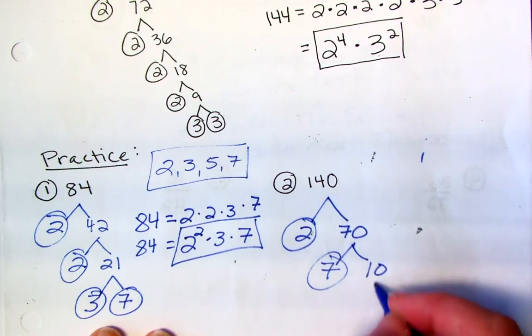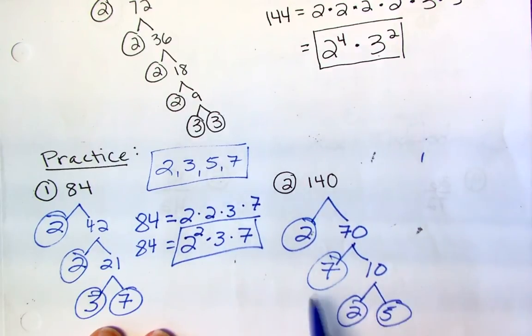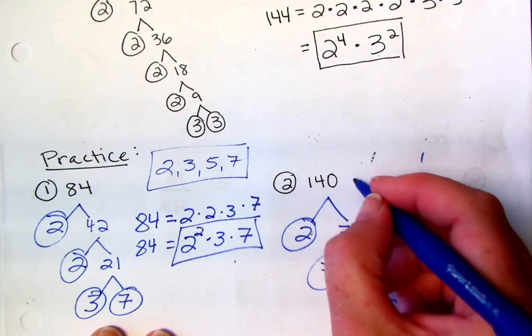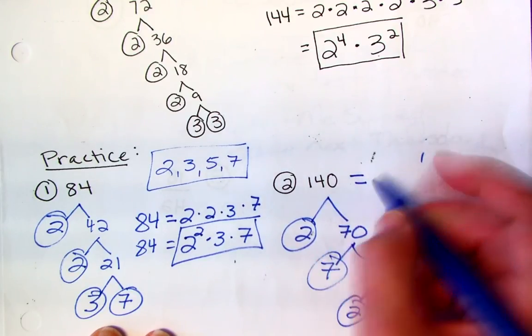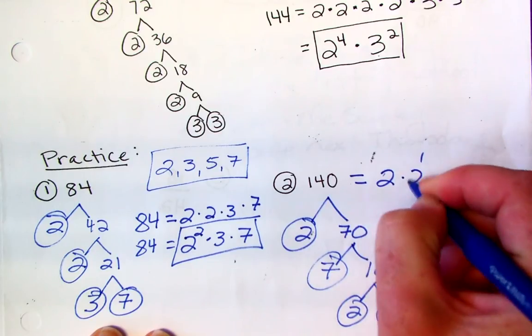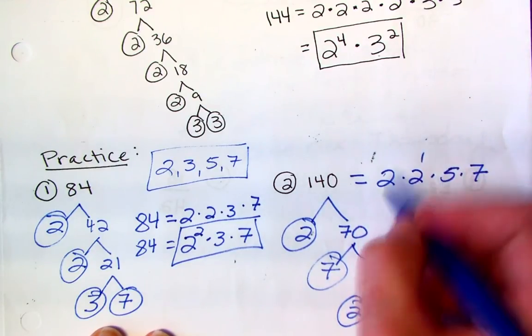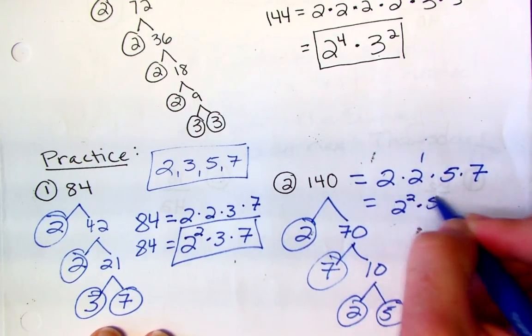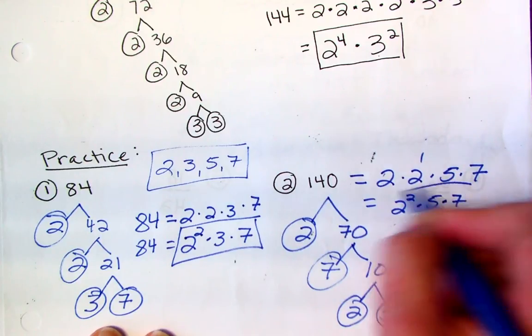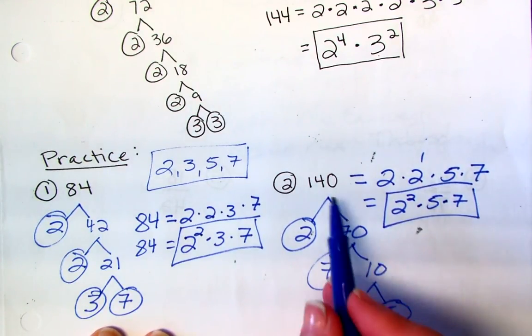That's a prime, and I know I can factor this down a little further. So my prime factorization, they're all prime numbers, that I'm multiplying all my primes. So 140 is equal to 2 times 2 times 5 times 7. And then I'm going to rewrite that as 2 squared times 5 times 7. So this is your prime factorization of this.